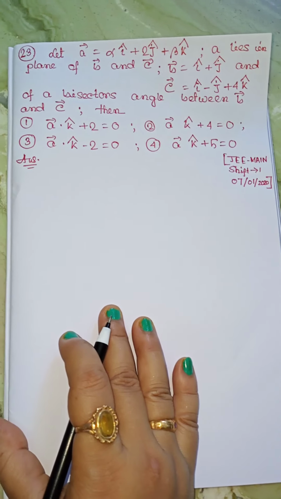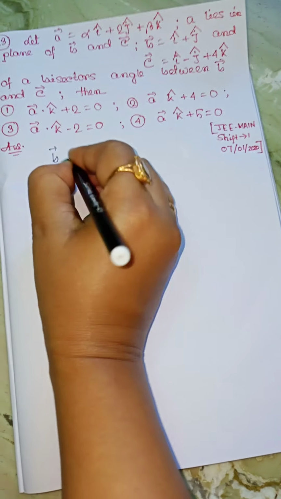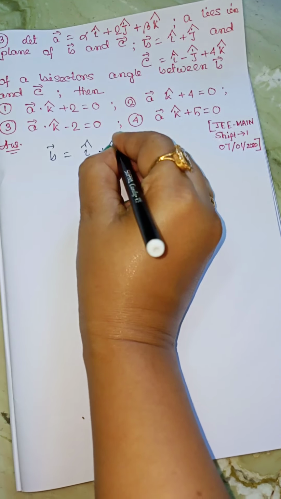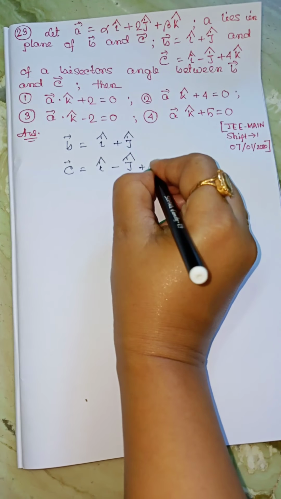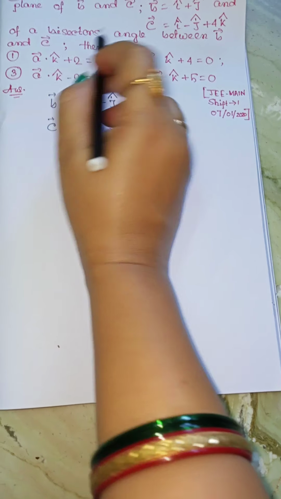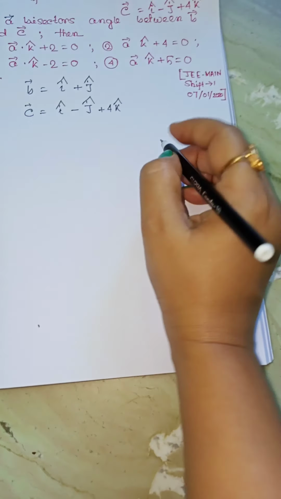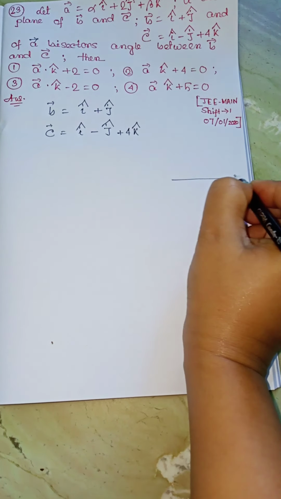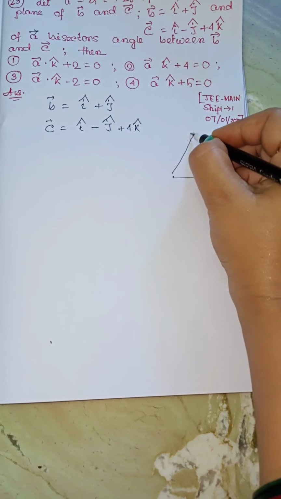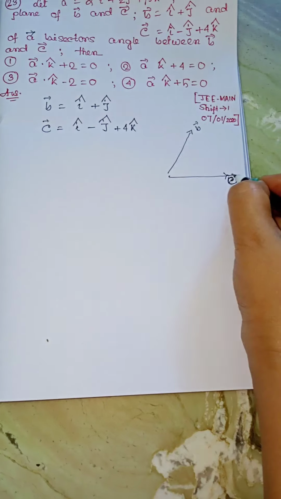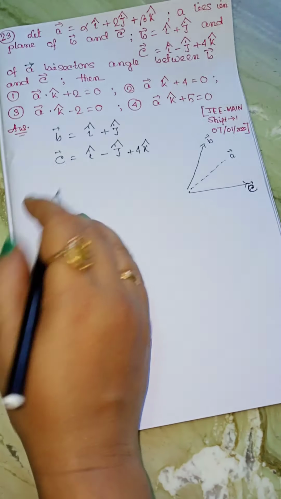So first of all, plot down the figure. Given vector B is equal to i cap plus j cap and vector C is equal to i cap minus j cap plus 4k cap, and A is the bisector of the angle between B and C. So the figure becomes: it is vector C and it is vector B, and it is the bisector A. So angle bisector.